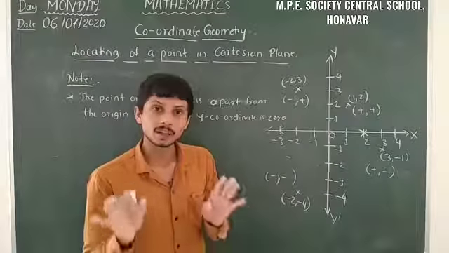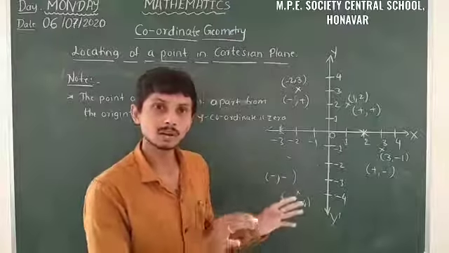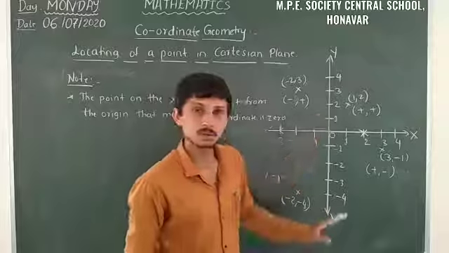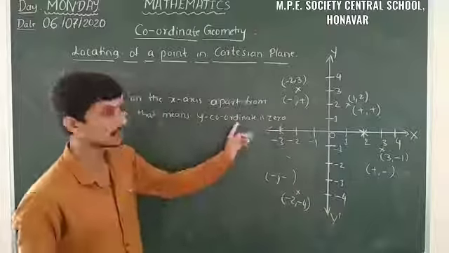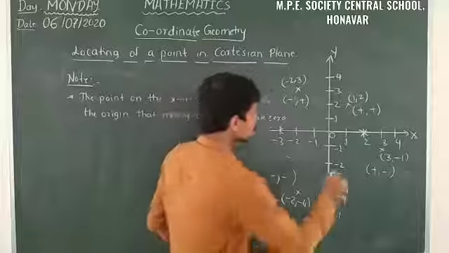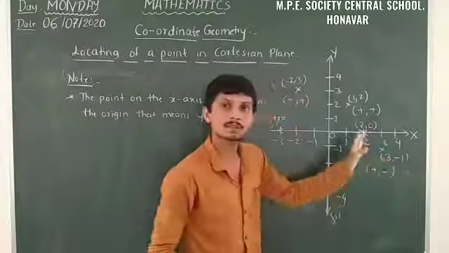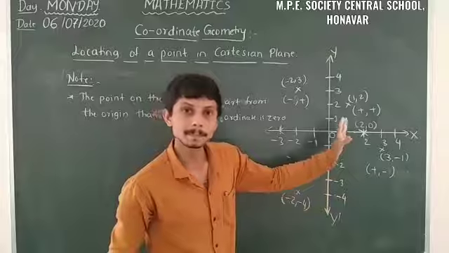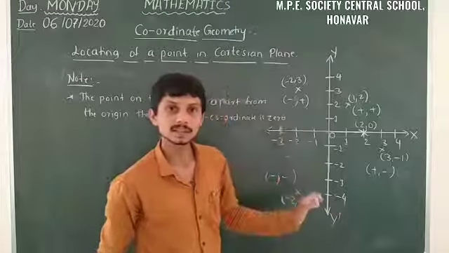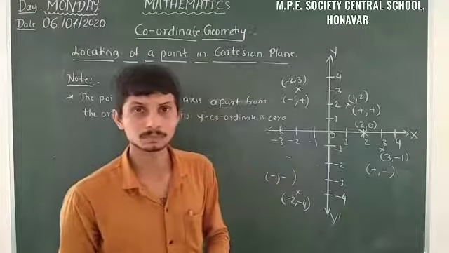When we locate a point on the x-axis only, apart from the origin, the y coordinate of that point is always 0. That means here we have to write 2 comma 0. There is no perpendicular distance from the x-axis. So when the point remains on the x-axis, the y coordinate of that point is 0.